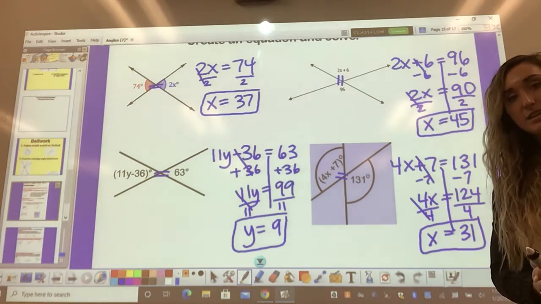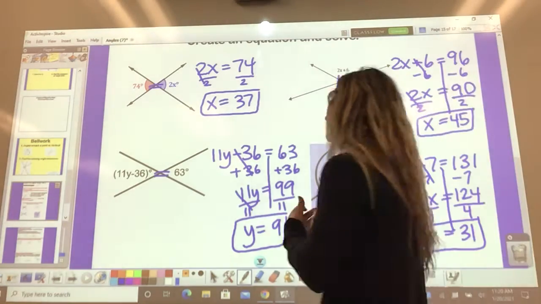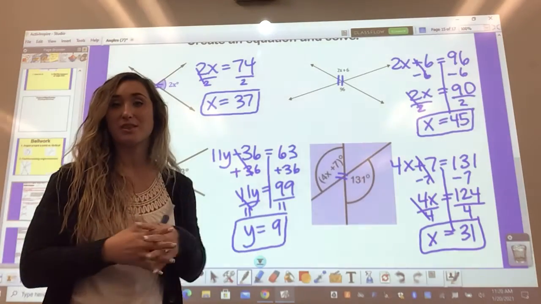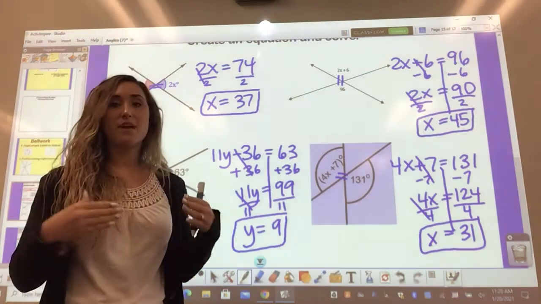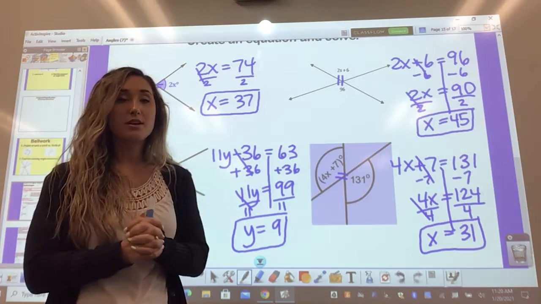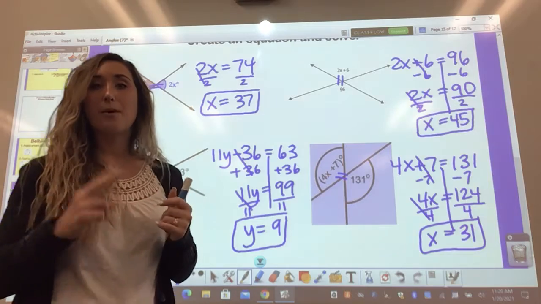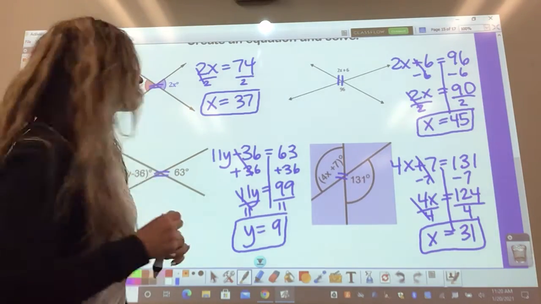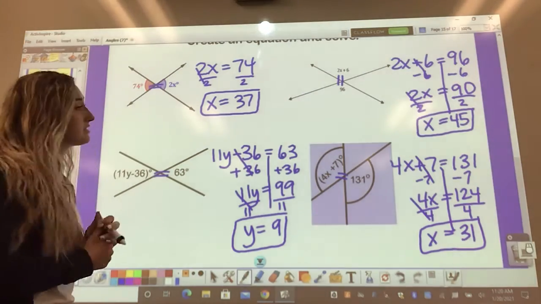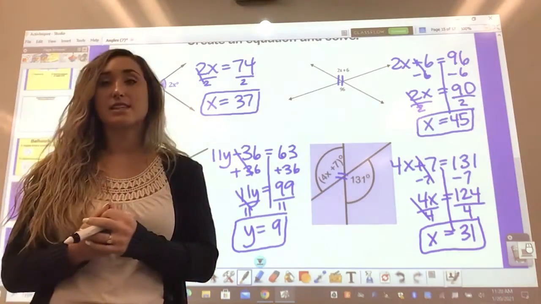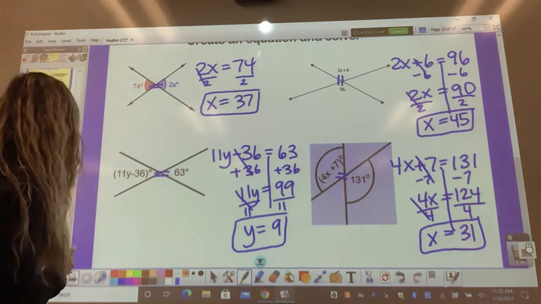All right, so that is vertical angles with algebra. Again, just knowing the fact that vertical angles are equal helps us to set up the equation and solve for the variable. Now on the back, we are going to look at angles around a point and connecting that with our algebra.